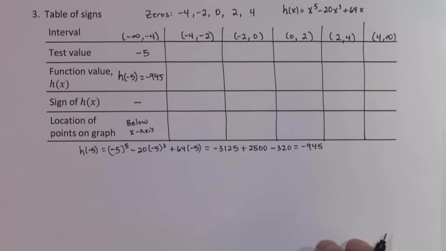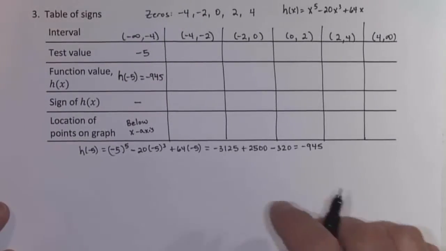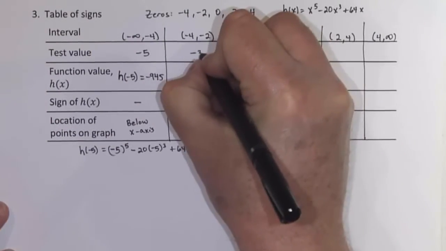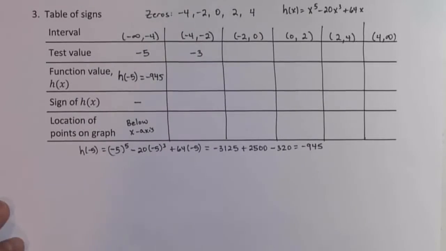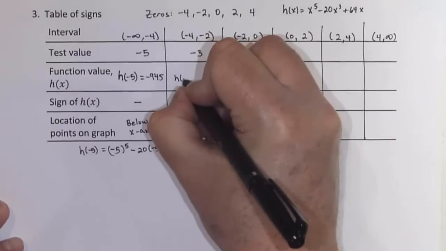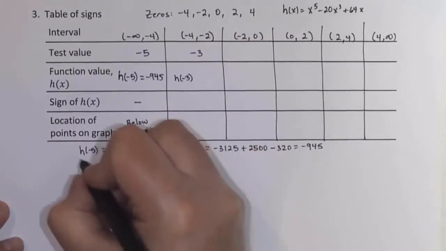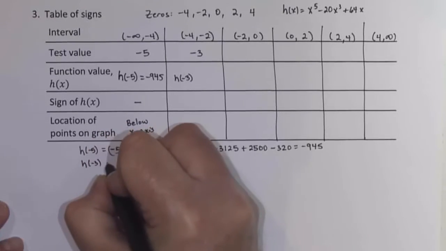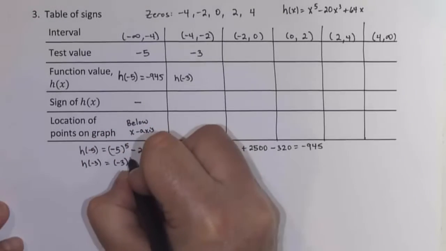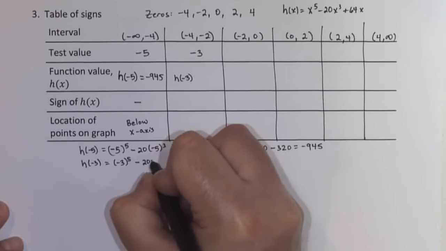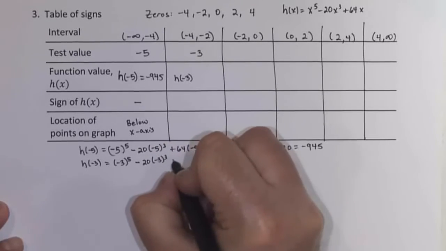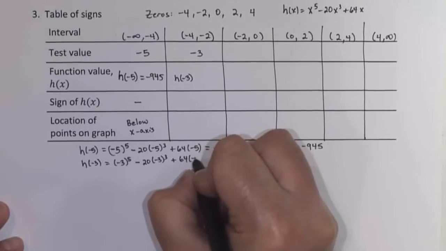Now we're going to do the same for the interval negative 4 to negative 2. We're going to choose a test value in that interval, and so negative 3 would be a good test value. So we need to find h of negative 3. So h of negative 3 is going to be negative 3 to the 5th power minus 20 times negative 3 cubed plus 64 times negative 3.